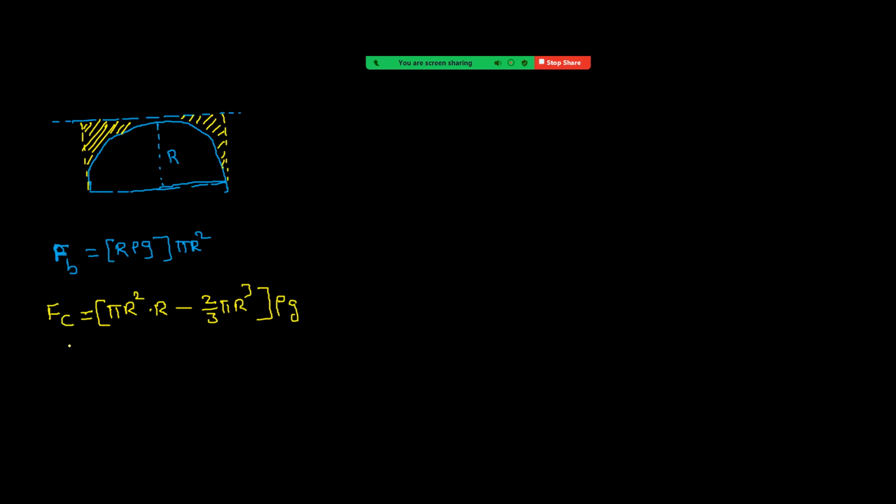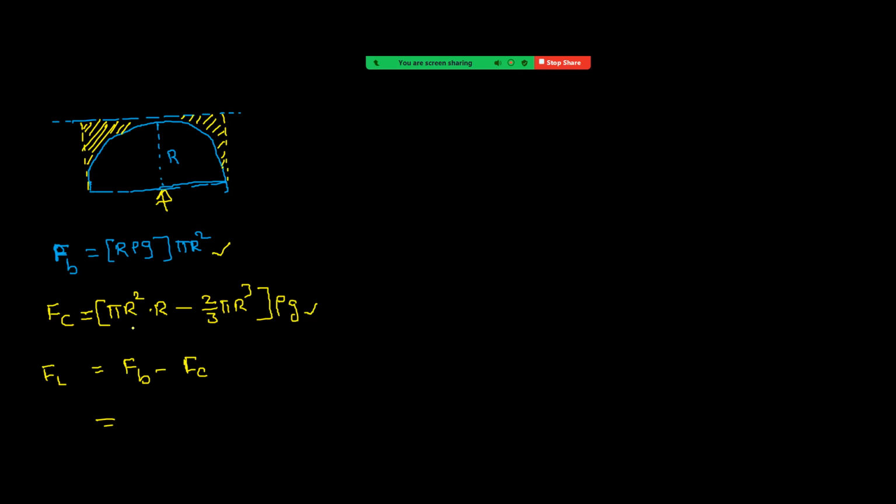Now he's asking for the net force by the liquid on the hemisphere. So by the liquid, the force acting on the base is this value, and the force acting on the curved part is this value. Now this is upwards on the base, and on the curved part it is downwards. So the net force by the liquid is equal to the force on the base minus the force on the curved part.